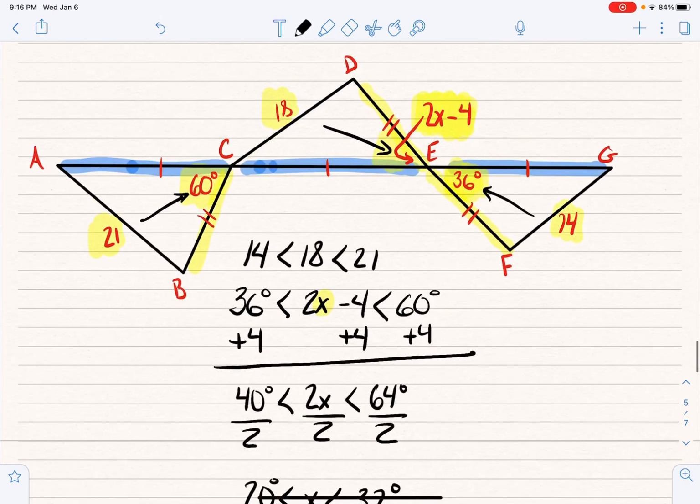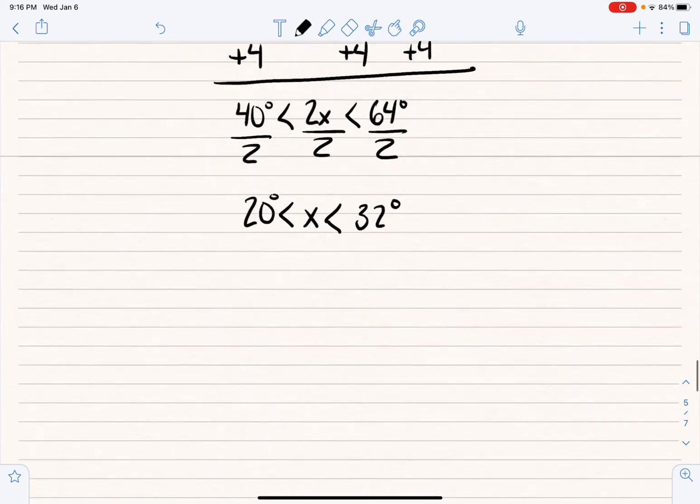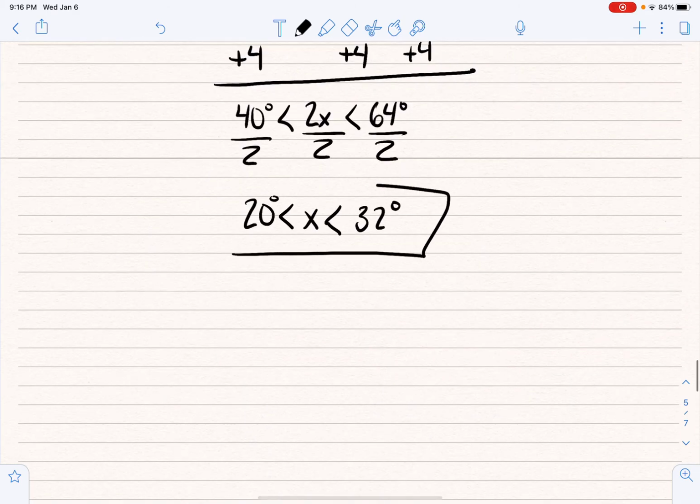So again, I don't know how big x is, but I was asked, what are the possible values of x? And the possible values of x has to be in between 20 and 32 degrees. It is not 20 degrees and it's not 32, but it's got to be in between 20 and 32 degrees.